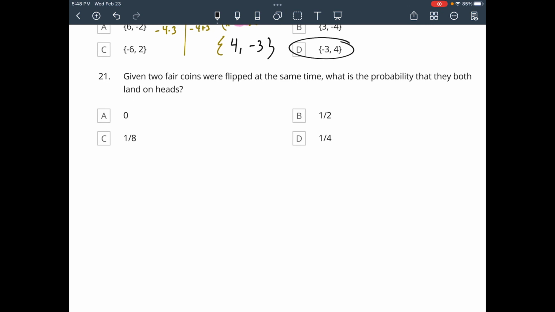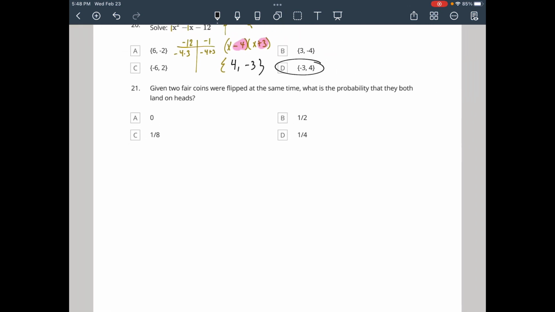All right, and the last question here. Given 2 fair coins were flipped at the same time, and fair coins means regular coins, not trickster coins, what is the probability that they both land on heads? On the first coin, the chance of landing on heads is 1/2. And on the other coin, it's also 1/2. What do you do when you have 2 fractions in probability? You multiply straight across. 1 times 1 is 1. 2 times 2 is 4. The answer is 1/4.